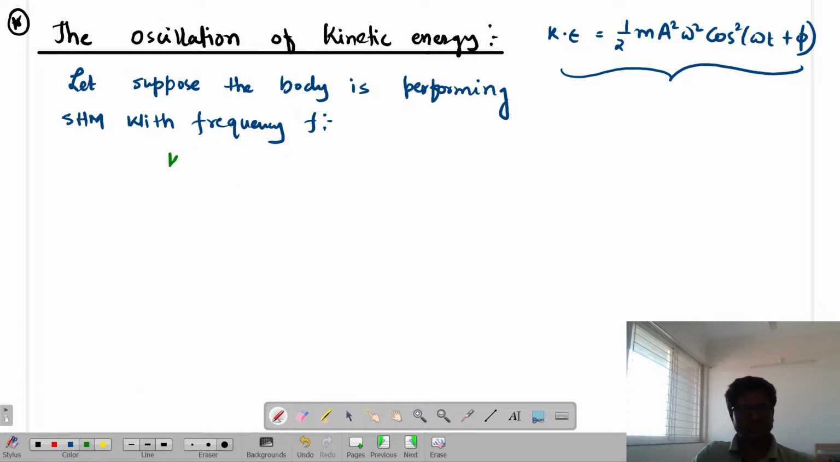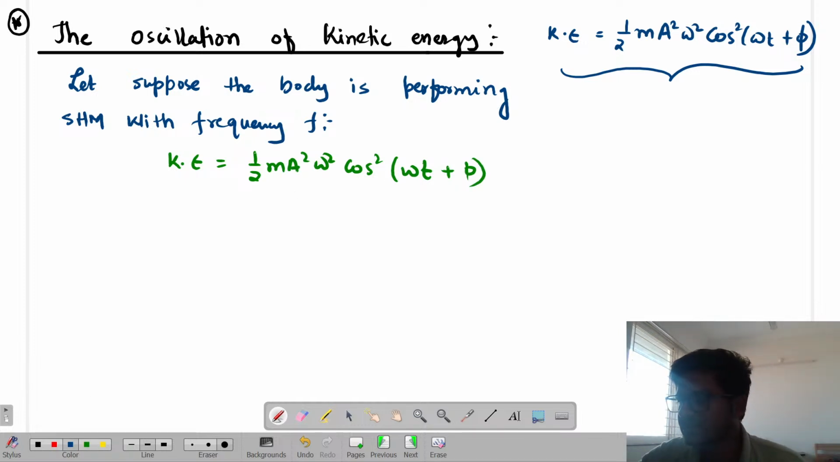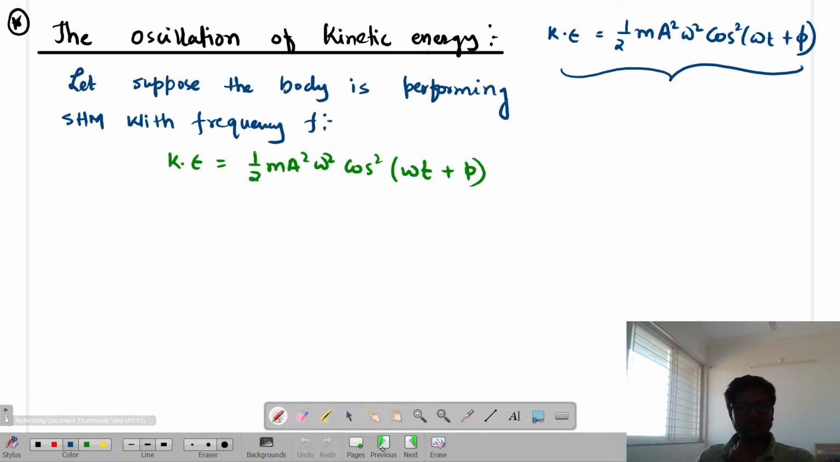If SHM is happening with frequency F, we will talk about that later, but let us talk about this kinetic energy. So the kinetic energy equation is half m a square omega square cos square (omega t plus phi). Here, as you see, it is written in a square term, so we can't talk about its oscillation. Can we talk about oscillation? Tell me something simple: if something is oscillating, then to describe its oscillation we must write it in what kind of equation?